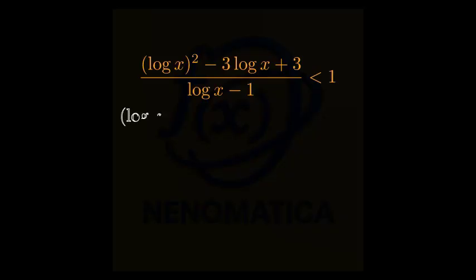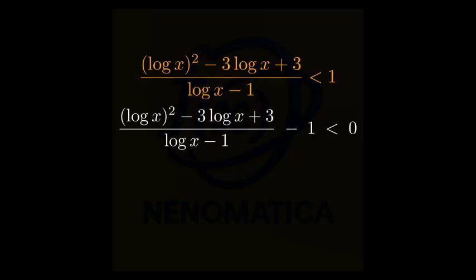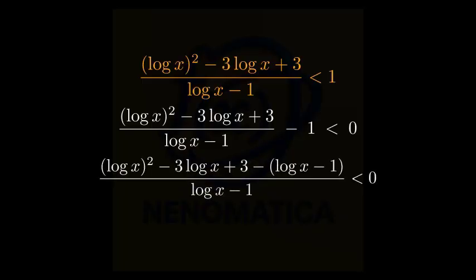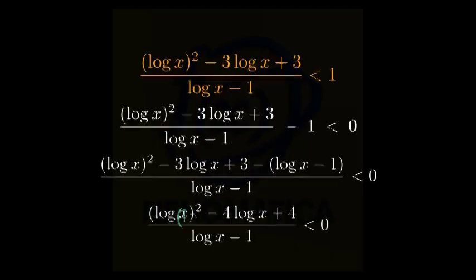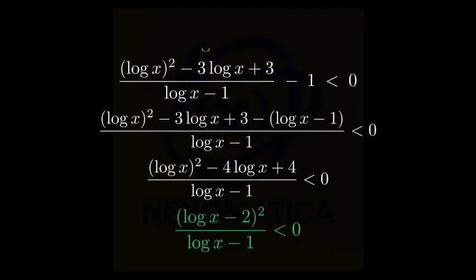Step 1. Move everything to the left by subtracting 1, so we can compare the expression to 0. Step 2. Put this over a common denominator, log x minus 1. Now, simplify the numerator. Notice it becomes a perfect square. Open parenthesis log x minus 2, close parenthesis squared.